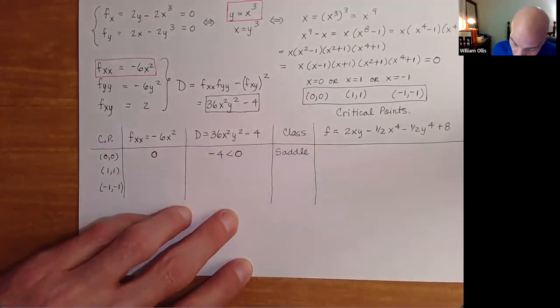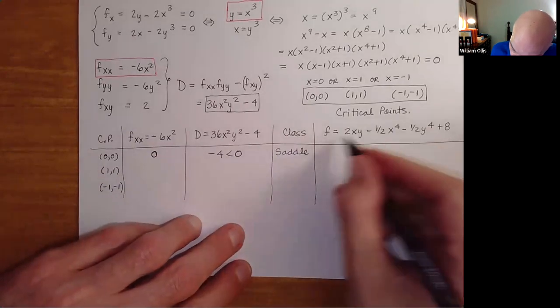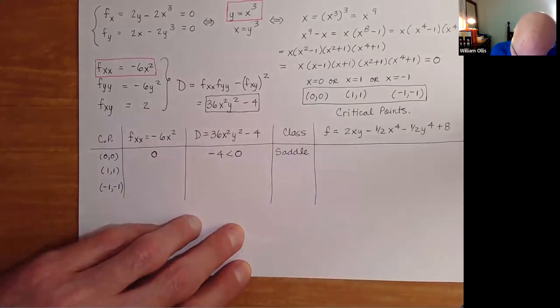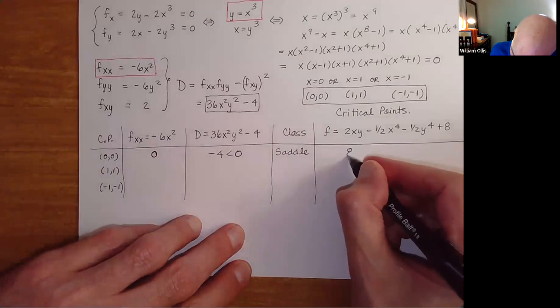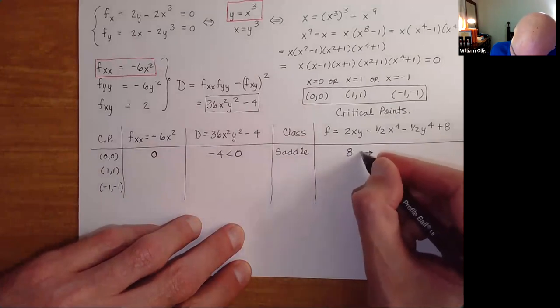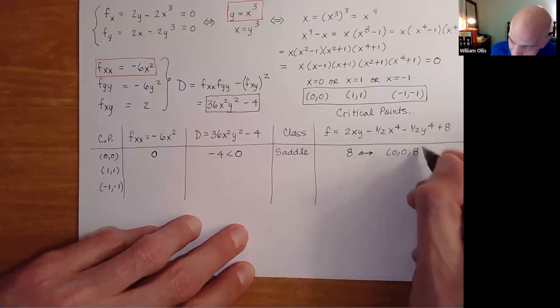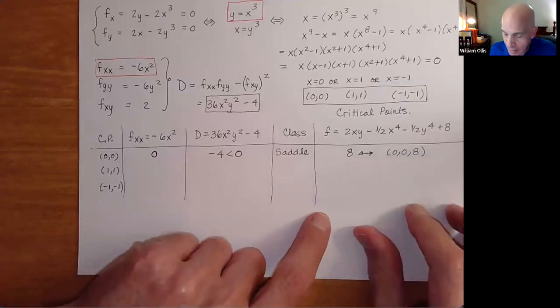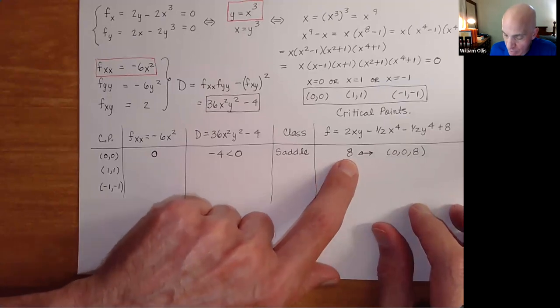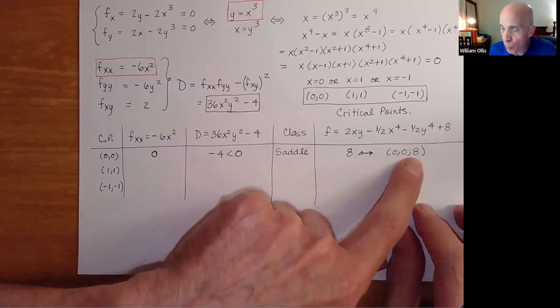And then what's the value of the function? Well, that's easy. We just get a bunch of zeros here and an 8. So this is 8 very clearly. And now if you like, you can just write the ordered triple, 0, 0, 8. Now this is not specifying the value of the function. Clearly it's this, but we see that in the final coordinate.